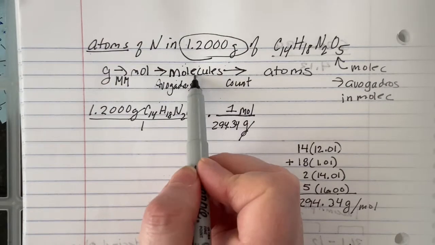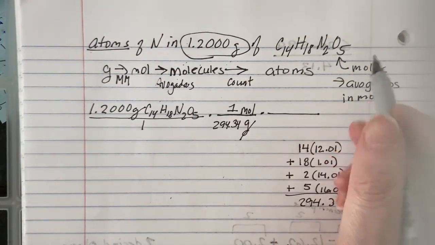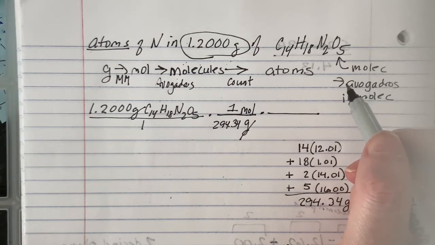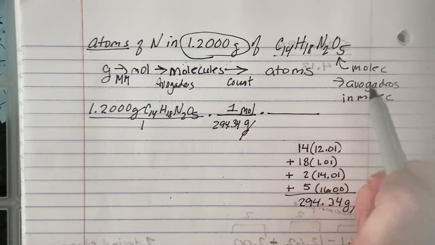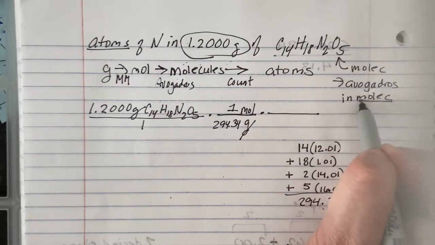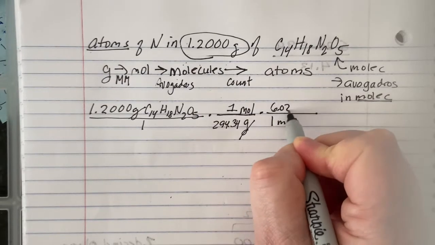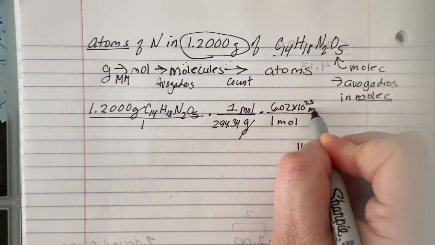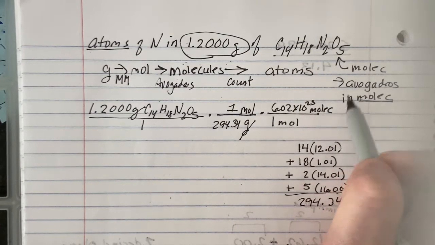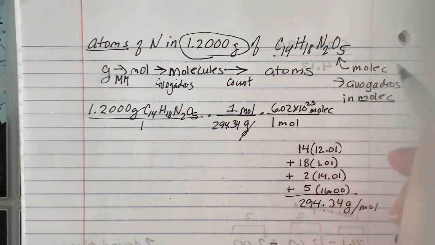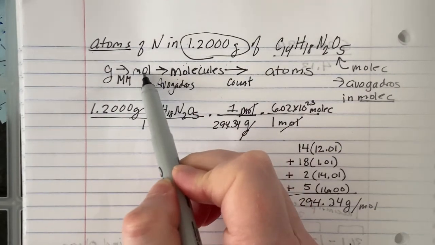Now from moles to molecules, I have to use Avogadro's number. Avogadro's number is 1 mole equals 6.02 times 10 to the 23rd molecules in this case. 1 mole is on the bottom, and 6.02 times 10 to the 23rd molecules goes on the top. Make sure you at least abbreviate up to the C so you don't get confused. What cancels out? Moles, which makes sense. We were getting rid of moles.